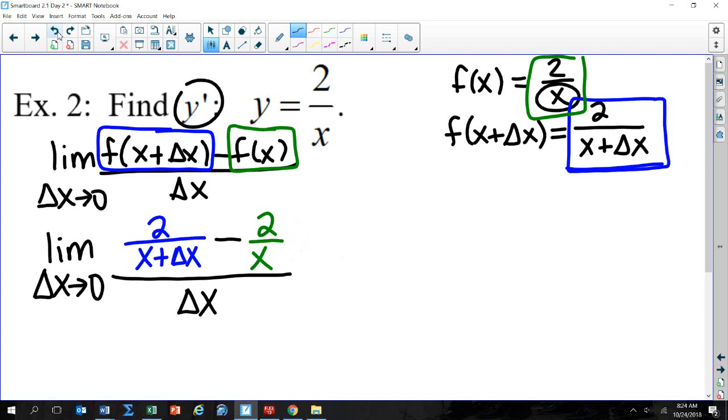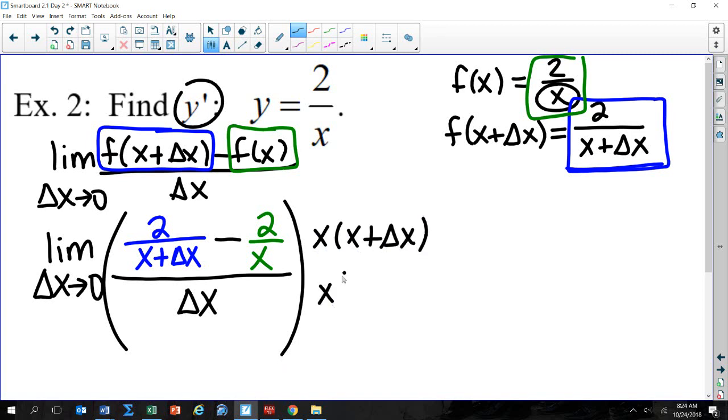Okay? So what I'm going to do instead is multiply the entire thing by the least common multiple. What I do is I look at the denominators, and I determine that the least common multiple is x times x plus delta x. So that's what I'm going to multiply the numerator and denominator by, is the least common multiple.